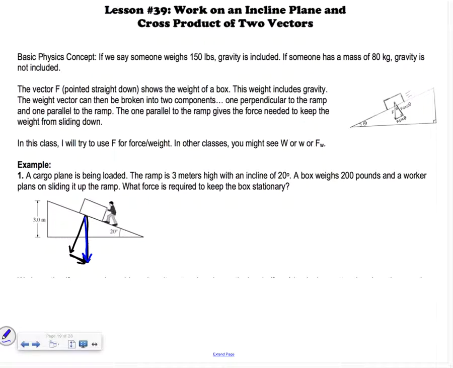All right, number one says a cargo plane is being loaded. The ramp is 3 meters high with an incline of 20 degrees. Okay, so we have all those drawn in. The box weighs 200 pounds, so 200 is the force that is straight down. That's a weight, it includes gravity. The worker plans on sliding it up the ramp. What force is required to keep the box stationary? Basically, you're finding the force that is parallel to the ramp. That's what we want to find.